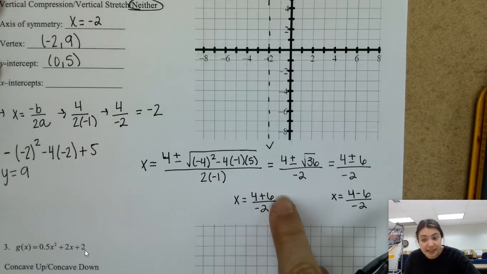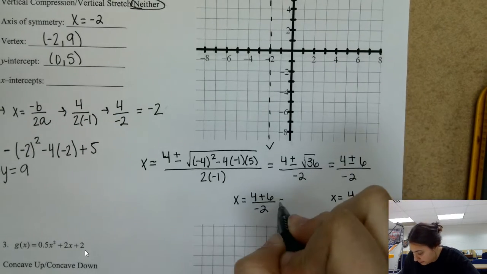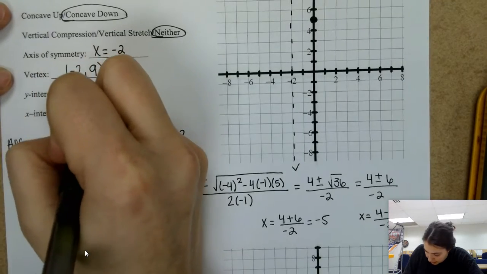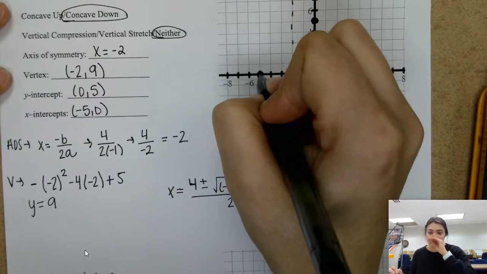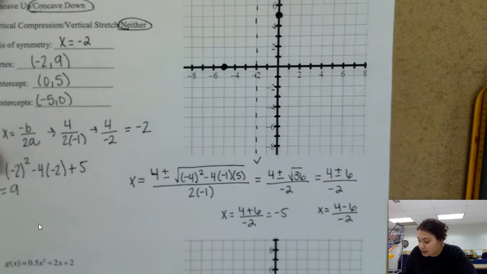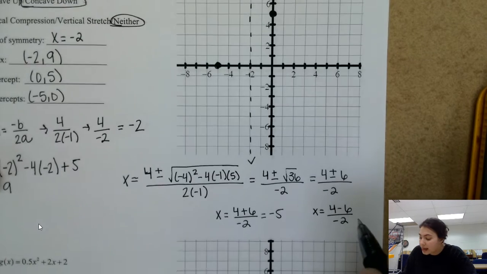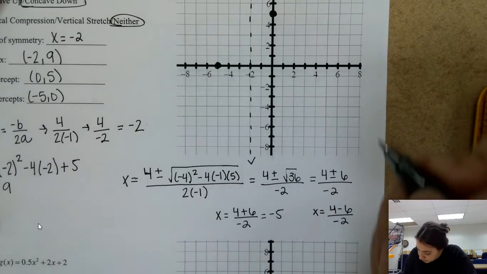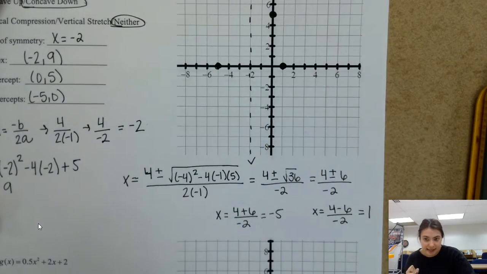Well, 4 plus 6 is 10. 10 divided by -2 is -5. So our first x-intercept is -5, 0. We can plot that point right there. And then our second x-intercept is 4 minus 6, which is -2. -2 divided by -2 is +1. So our other x-intercept is right there at +1.